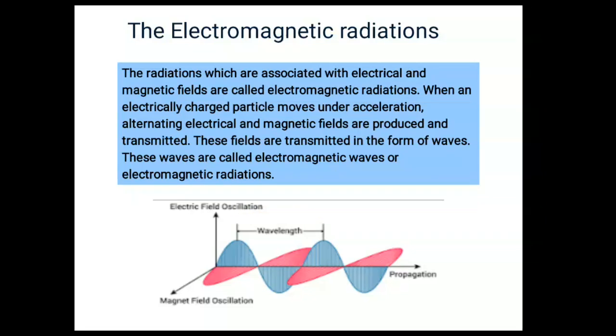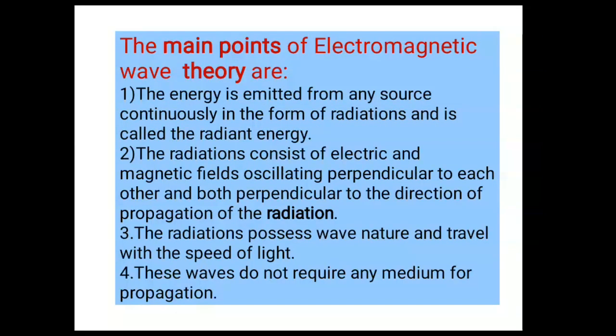Look at the diagram. Here we have got 2 perpendicular fields, electrical and magnetic field, and they are not only mutually perpendicular but also they are perpendicular to the direction in which the radiations propagate. Now the next point is that these radiations travel with the speed of light. And number 4 is these radiations do not need any medium for propagation.